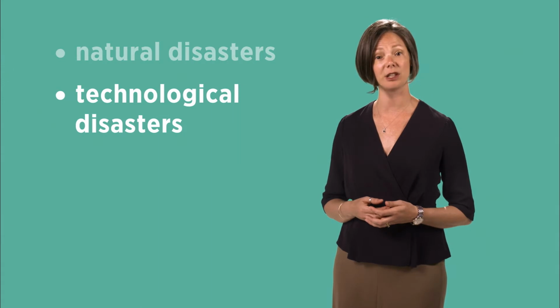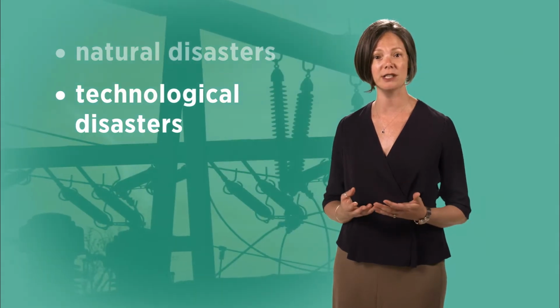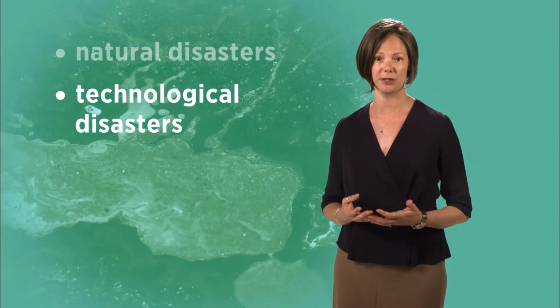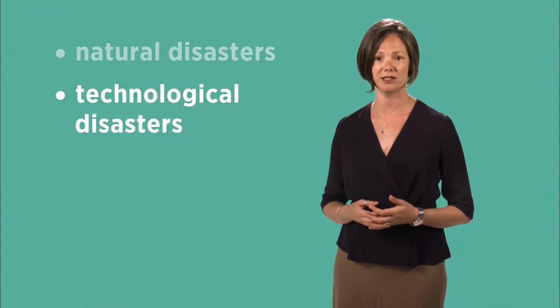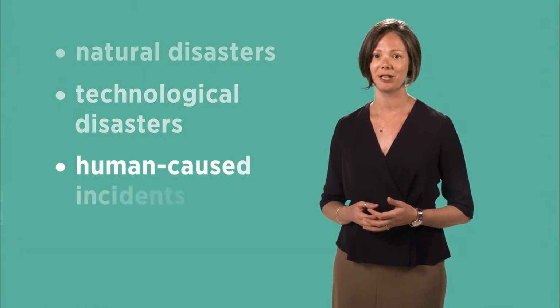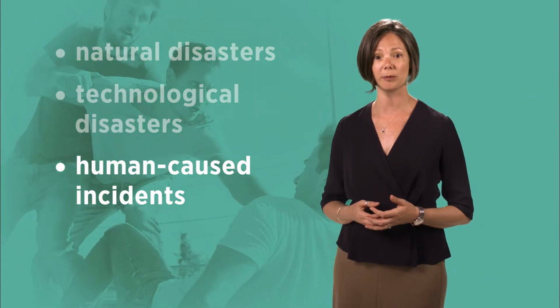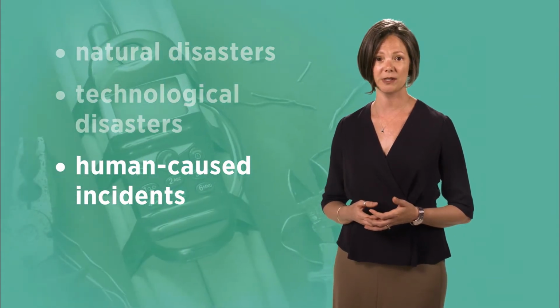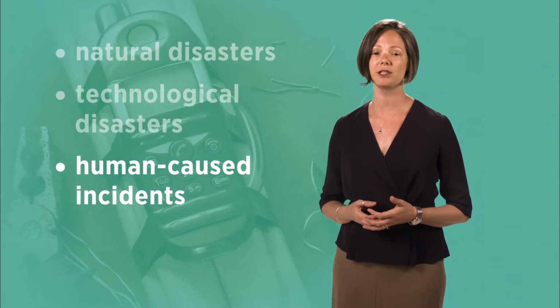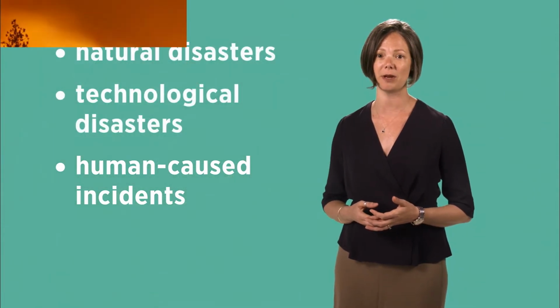Technological disasters can include situations like power outages, gas leaks, and chemical spills, which may affect operations and can compromise safety. Human-caused incidents, like active shooter events, school or workplace violence situations, arson, and bomb threats, are the third type of hazard for which we need to be prepared.